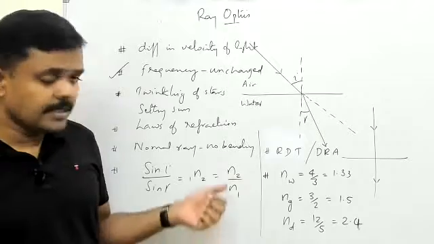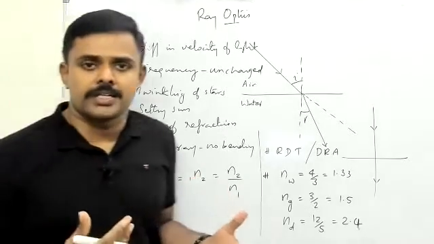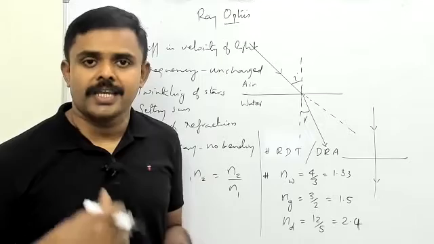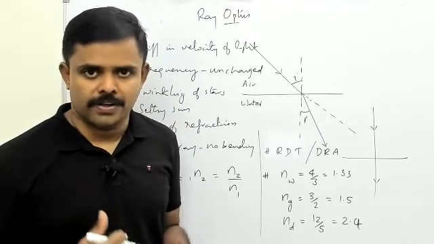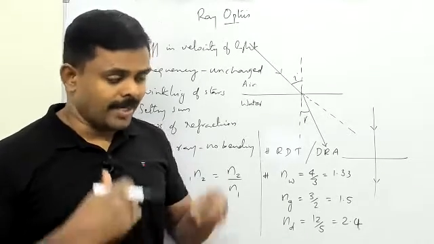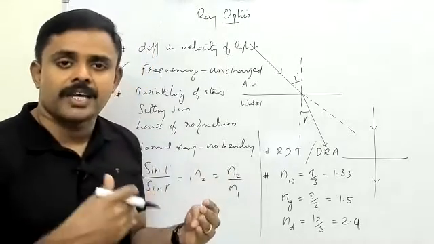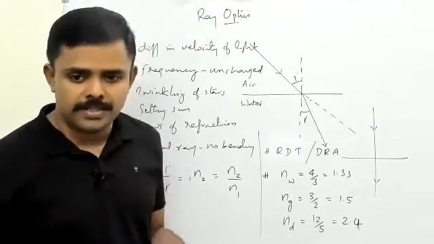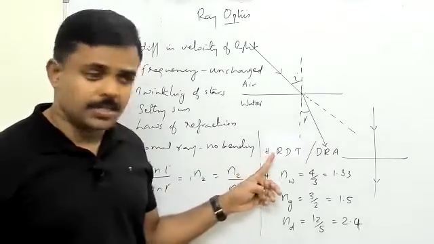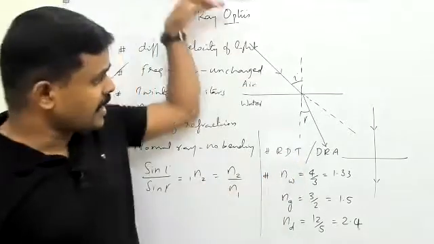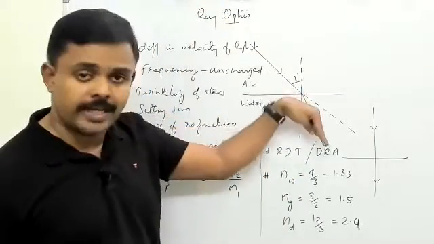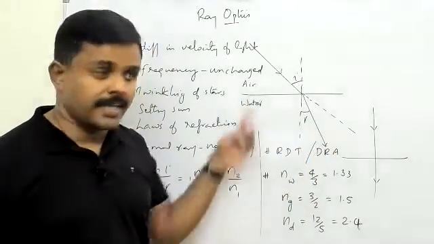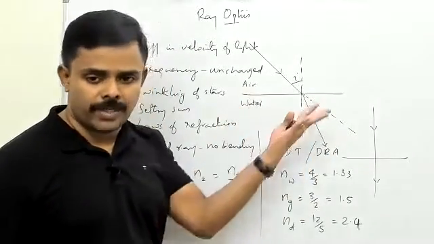Right. And then rarer, denser, optical density. Optical density is a measure of velocity of light. Greater the optical density, lesser is velocity. A medium is said to be denser if velocity of light is lesser inside, and rarer if velocity of light is more. If a ray is entering from a rarer medium to a denser medium like air to water, it is bending towards the normal. Denser to rarer, it is bending away from the normal.